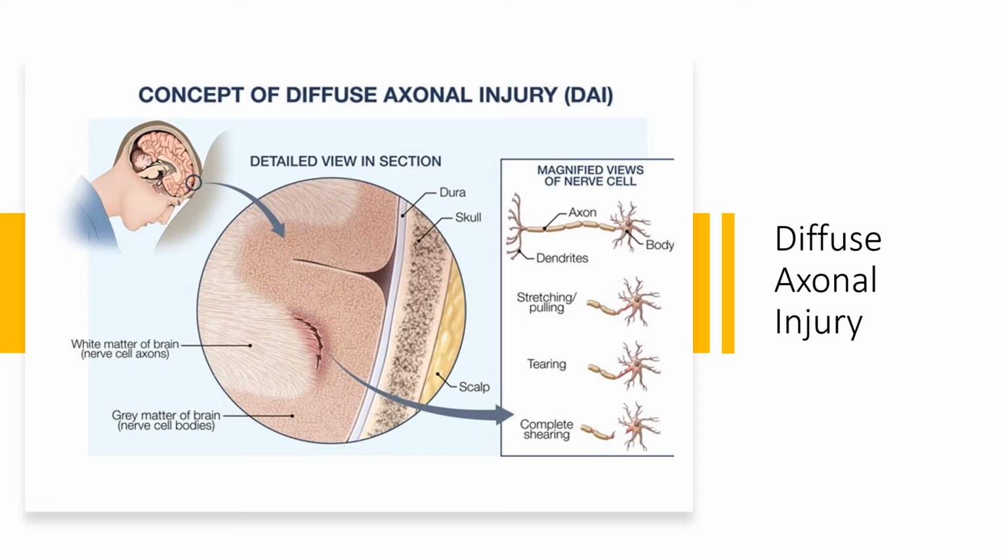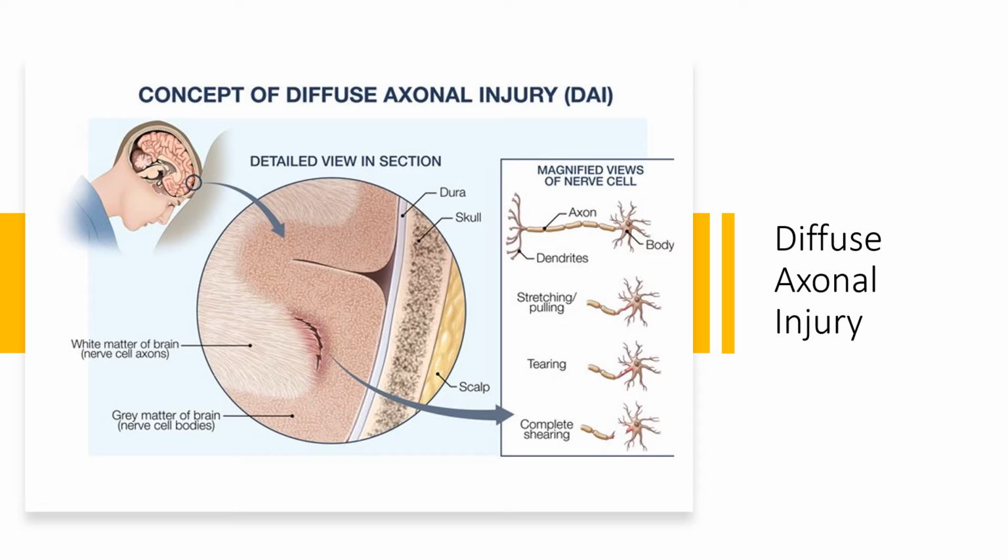So we've talked about subdural hematomas, epidural hematomas, and intracerebral hematomas or bleeds. But this is a little different. DAI, or diffuse axonal injury, is injury that occurs in kind of a scattered fashion, if you will. And this happens oftentimes not as a result of the primary injury, but as a result of the secondary injury.